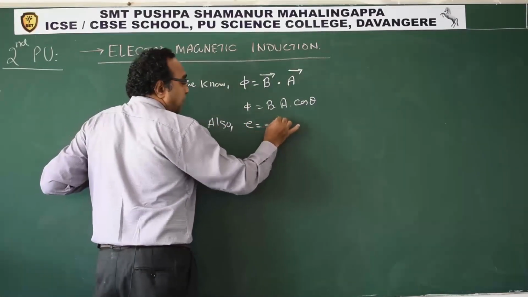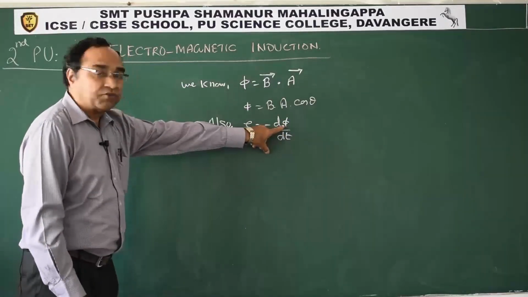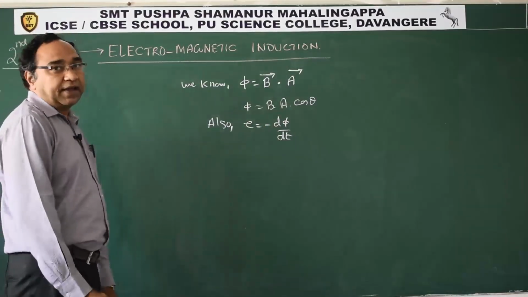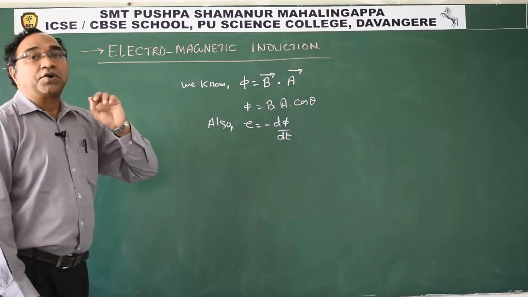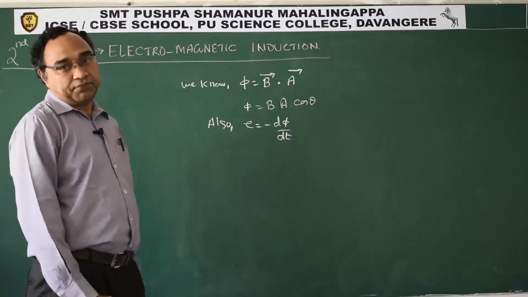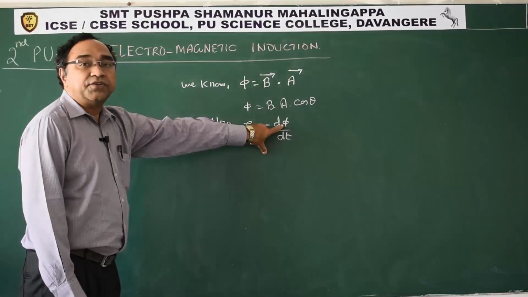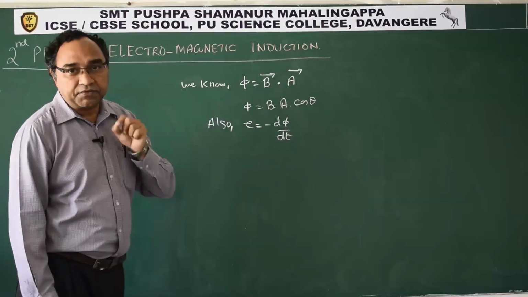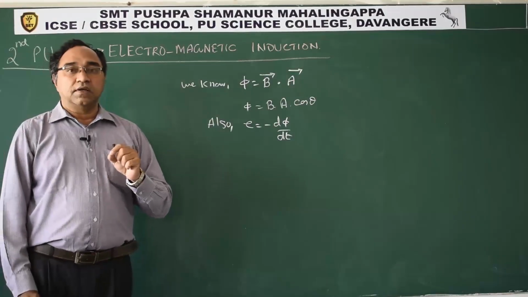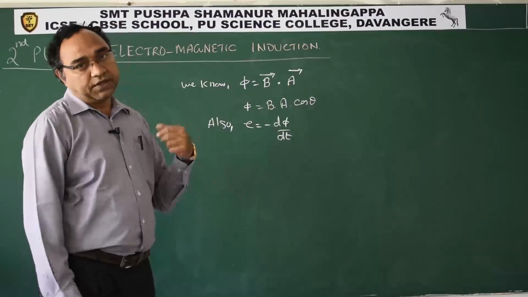Now, we know that when flux changes, EMF is induced, right? Induced EMF is minus of d phi by dt. This means whenever flux changes, EMF is induced. So this gives rise to the question: what are the factors which can induce EMF? Any factor which is capable of changing the flux linked with a coil is equally responsible to induce the EMF.